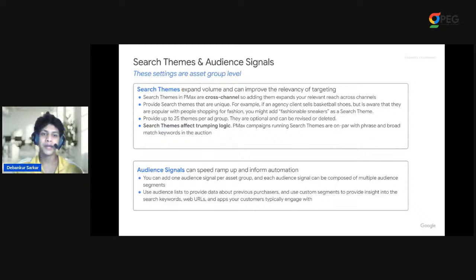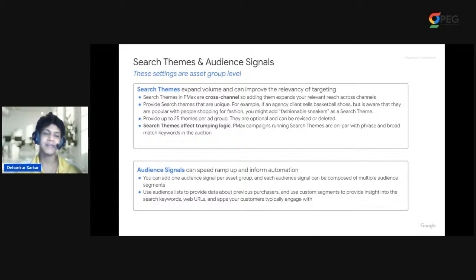We'll dive into a crucial aspect of setting up your asset groups for success here, and we'll talk about search themes and audience signals. Now, it's important to remember that these settings are configured at the asset group level, allowing for granular control over how exactly you want to target different segments of your audience, right?